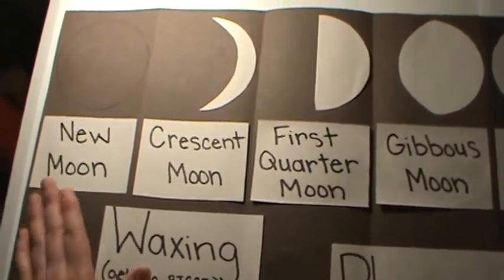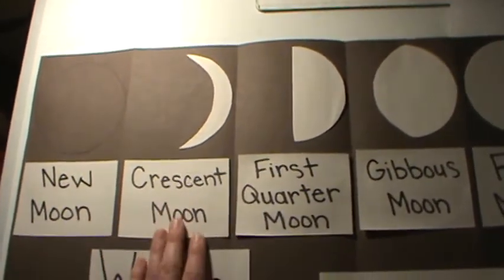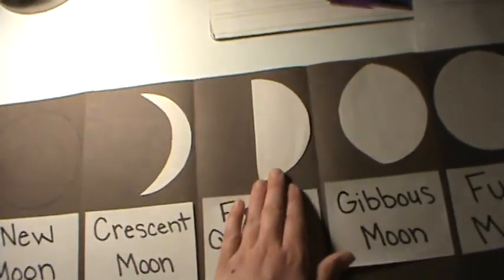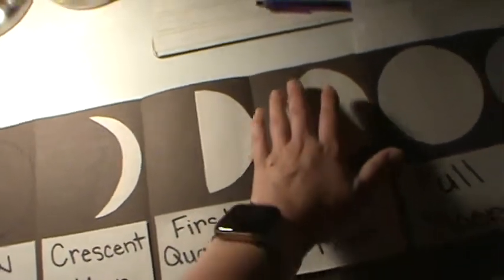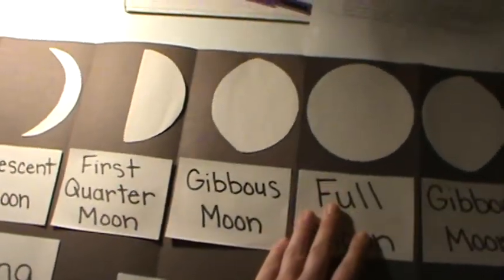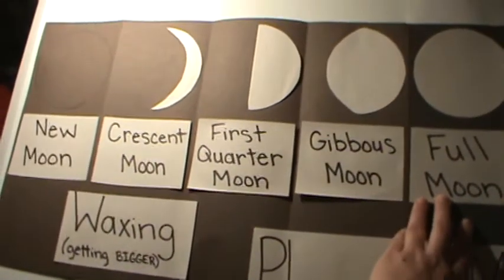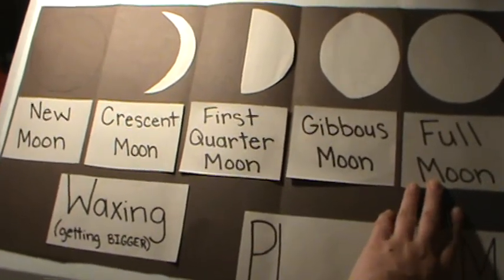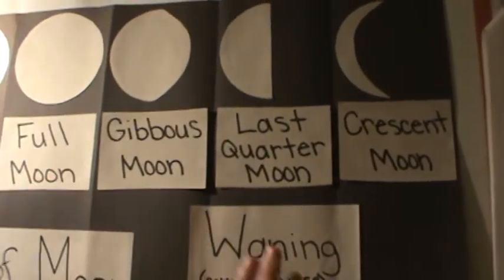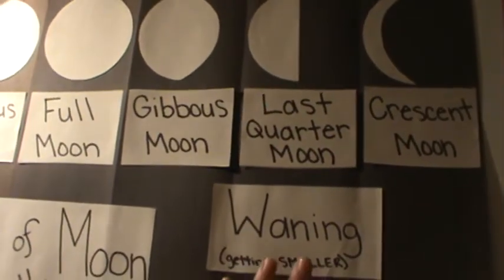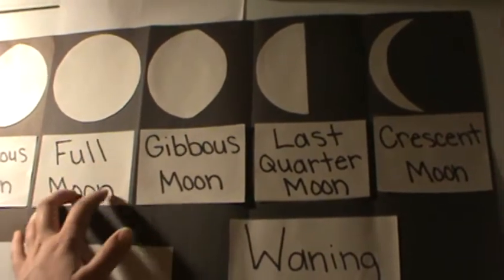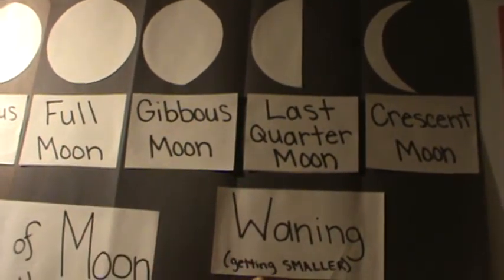It's getting bigger. So new moon, crescent moon, first quarter moon, gibbous moon, and then we hit the full moon. So that's the first half of the moon phases. And then the second half are waning. This is when they're getting smaller now, because we are at the full moon, so it can't get any bigger than that. It's going to start getting smaller.